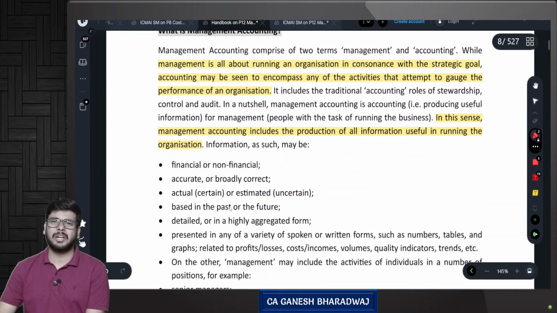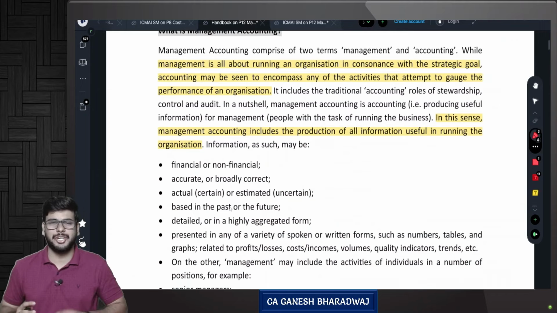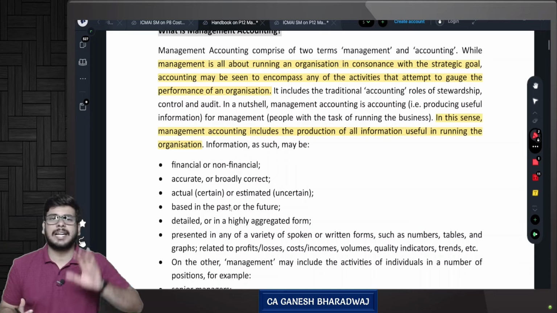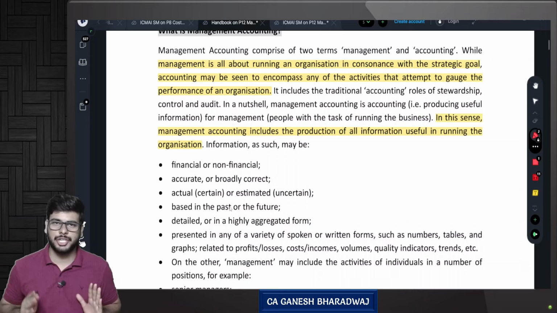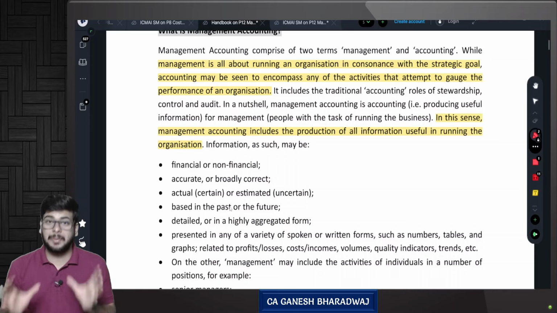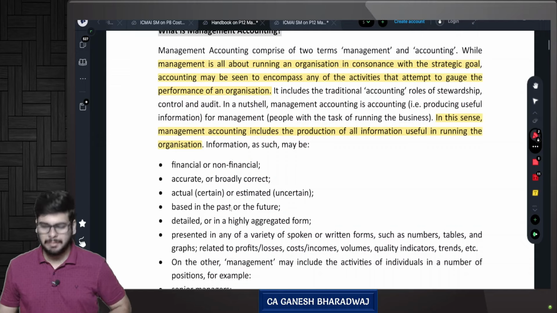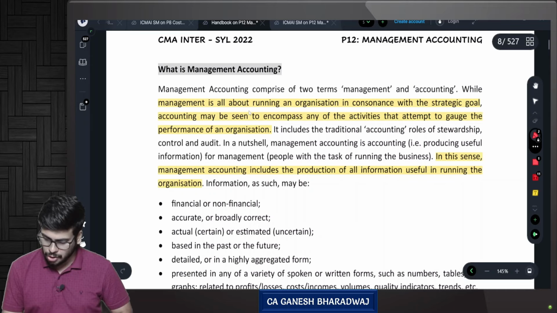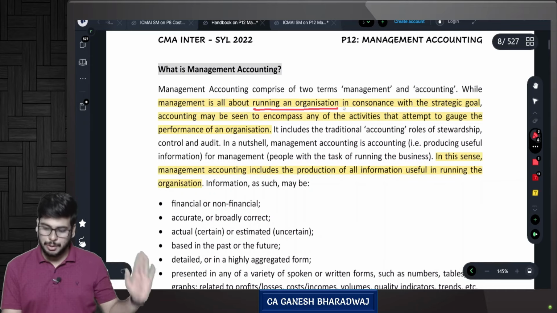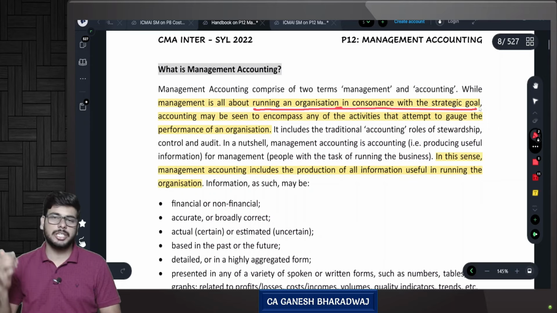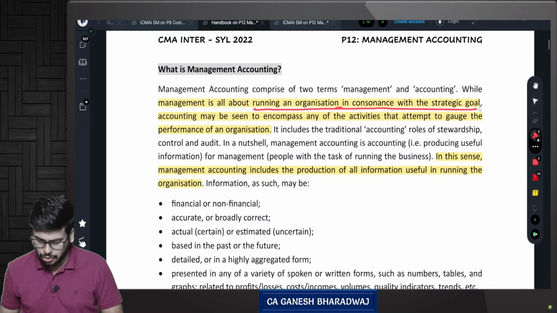So what is management accounting? Many people have given their own definitions. But you should know, basically, it is presenting the accounting information in such a way that helps the management take meaningful decisions and enhance their control in our organization. That's what it is. I've explained it practically. Of course, theoretically, they have given some definitions. Management is all about running an organization in consonance with your strategic goal. Consonance means what? At par with your strategic goal.